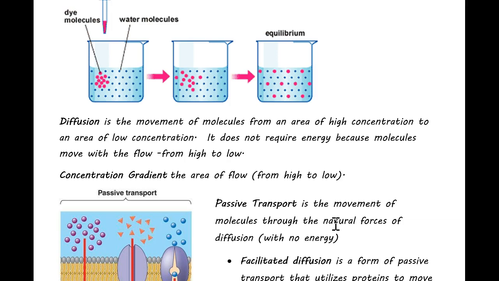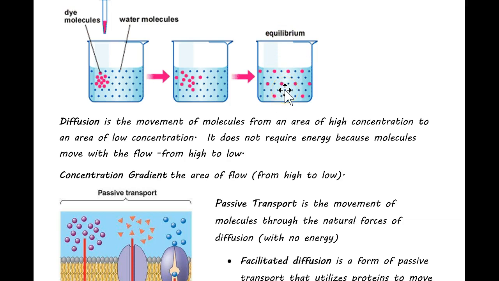It doesn't require any energy because the molecules move with the flow, and the flow is always going to be from high to low. So by adding this food coloring, we've created a high concentration of food coloring here, and there's a low concentration of food coloring here. So the molecules are going to move from here to here, and as I said, until they become evenly distributed. And when they become evenly distributed, that's called equilibrium.